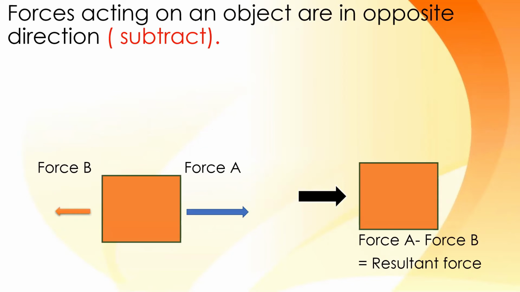The next one: forces acting on an object in opposite directions. To make it easy to understand: opposite direction, you subtract; same direction, you add. Look at the boxes below. Force A is going to the right side and force B is going to the left side. On the right part, you can see how to solve: force A minus force B equals resultant force.